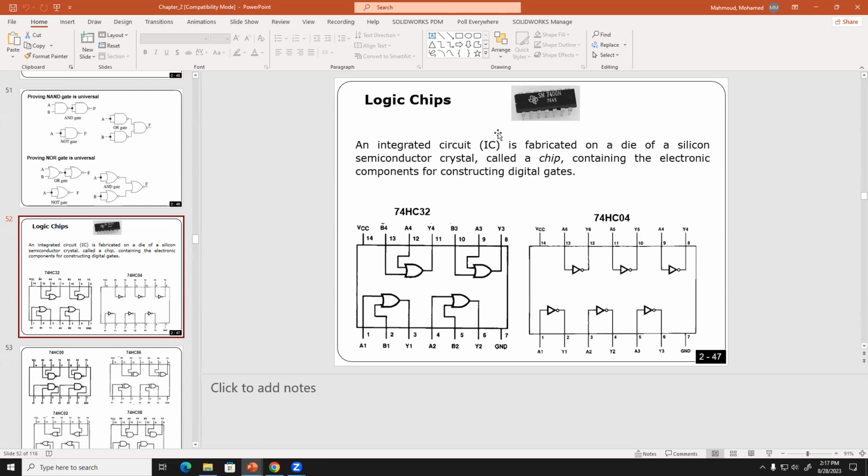I posted the data sheet for all the chips you have. It's very recommended to read the data sheet. The data sheet tells you everything about the chip, right? So for example, this is exactly the chip you are getting, if you have a chip like this one.